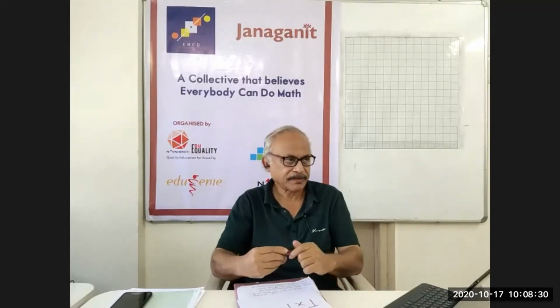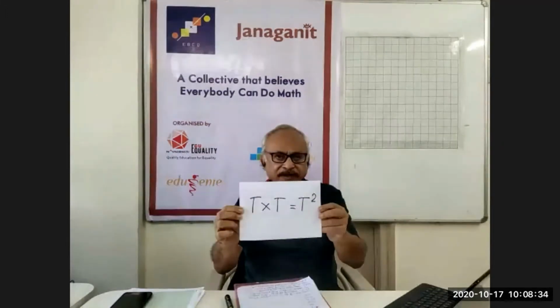So T multiplied by T, we called it T squared. So Janganit, what is T squared? 100, right. Next question is to Nandita. Nandita, what is T multiplied by T multiplied by T? T cubed. And what is it? 1000. Okay. So on your calculator, please multiply T multiplied by T multiplied by T. What did you get? 1000. And what did you take T as when you were multiplying? You took T as 10. Right. All right.